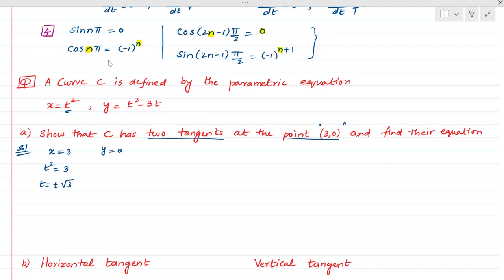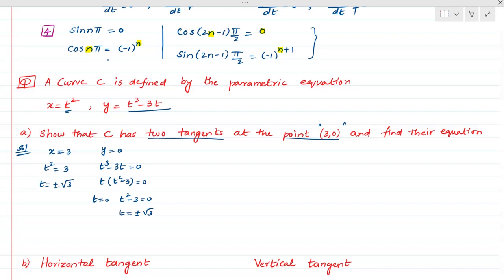When I substitute y equals 0, we get t cubed minus 3t equals 0. If you simplify, t is a common factor, so t times (t squared minus 3) equals 0. Therefore, you will get t equals 0, or t squared minus 3 equals 0, so t is equal to plus or minus root 3. So you will get the two values.